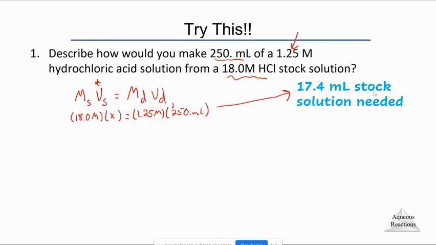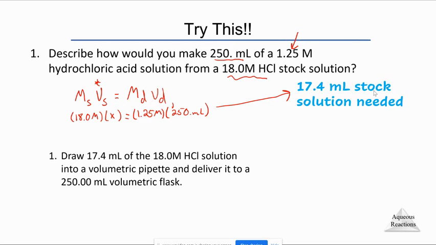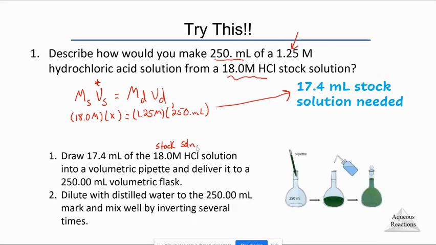So what you would do is get a volumetric pipette and draw 17.4 milliliters of that stock solution into the volumetric pipette. Then you would deliver it to a 250 milliliter volumetric flask, kind of like the picture, and then take your distilled water and fill it to that graduated mark, and then mix well by inverting several times. That's it. That's all there is to it.